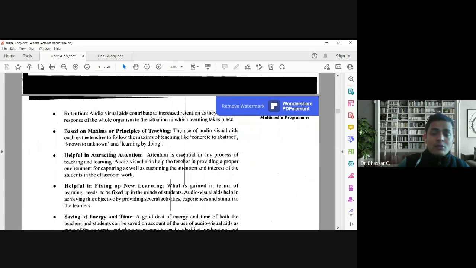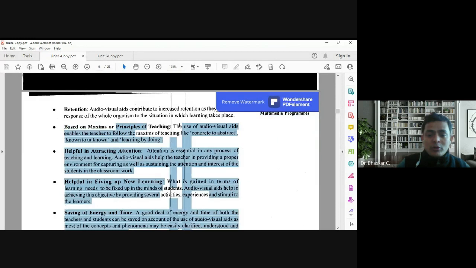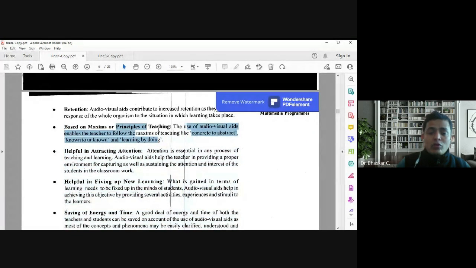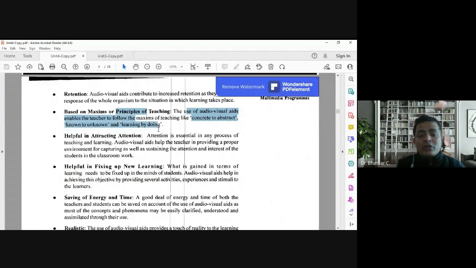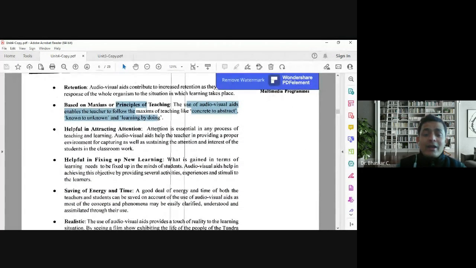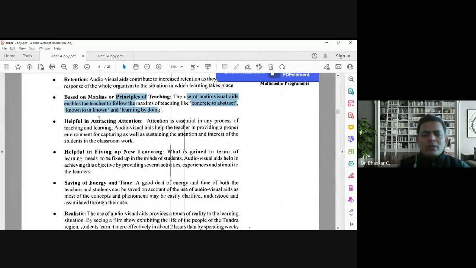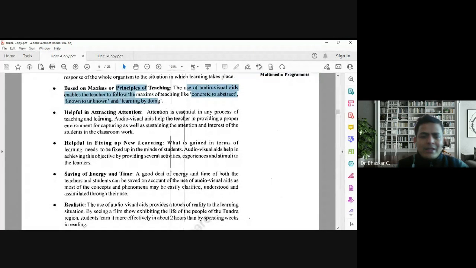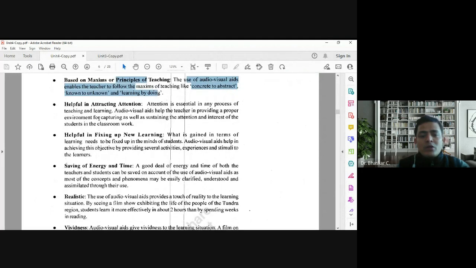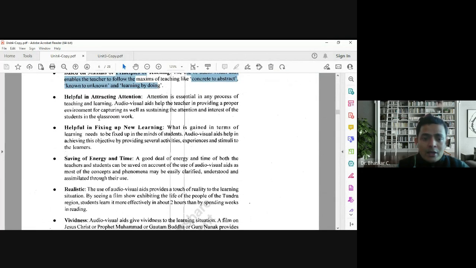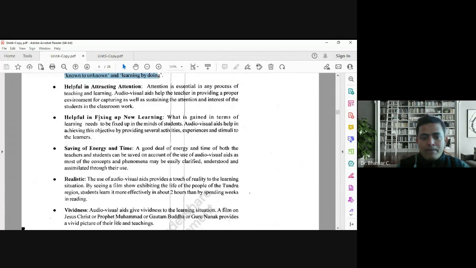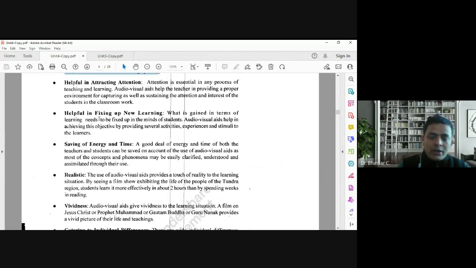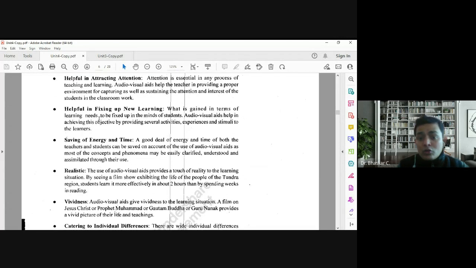Then maxims or the principles of teaching. Now you know what the principles of teaching are: that we move from concrete to abstract, from known to unknown, from learning by doing, right? So it should be based on this. Then helpful in attracting attention. So these are the very small points, or minute details, that you should keep in mind when you are trying to engage your learners with some mass media. Helpful in fixing up new learning.